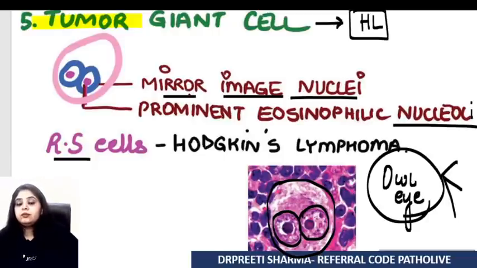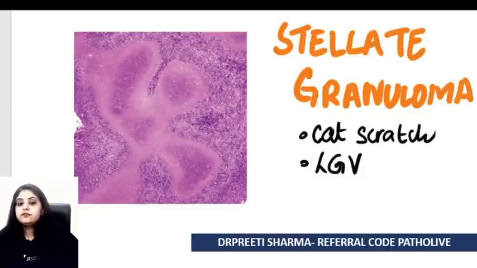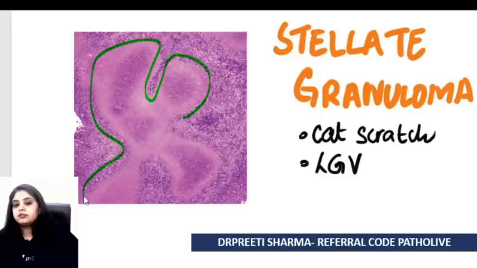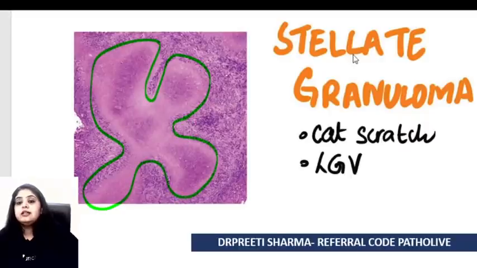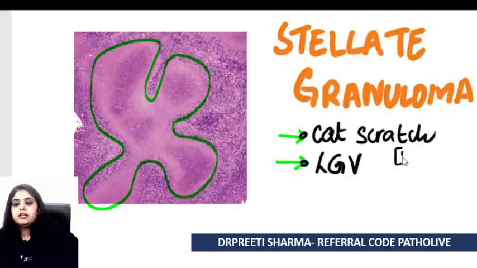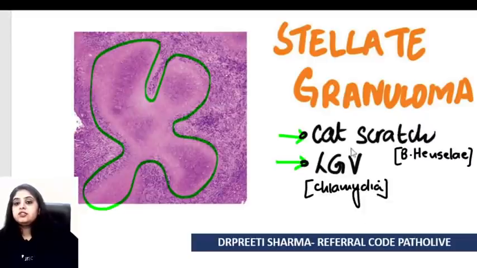Now, there are some granulomas also that need our attention, and those are all different shaped granulomas. This granuloma, I think, is one of the most famous ones because it has a very nice star-shaped appearance. So they tend to call it a stellate granuloma, and stellate granuloma is seen in cat scratch disease and lymphogranuloma venereum. I hope everyone remembers cat scratch disease is caused by Bartonella henselae and lymphogranuloma venereum is caused by chlamydia. So these two infections can show me a stellate or a star granuloma.